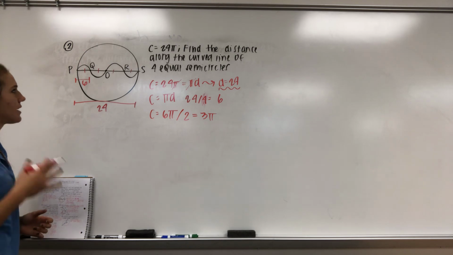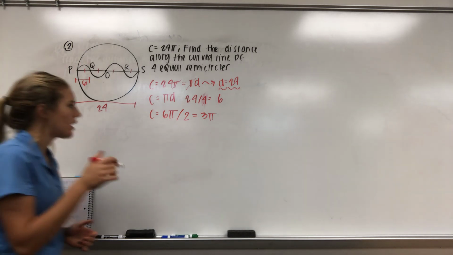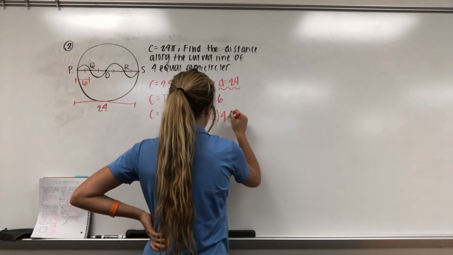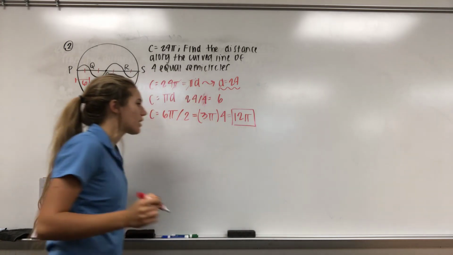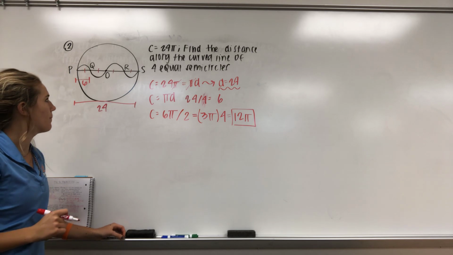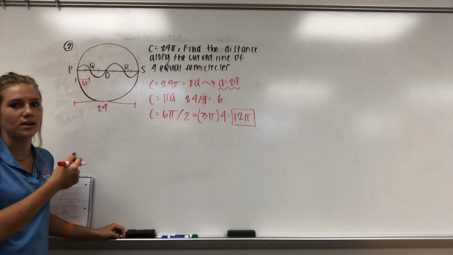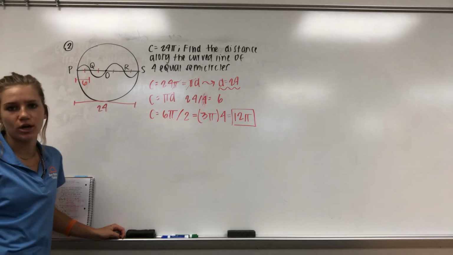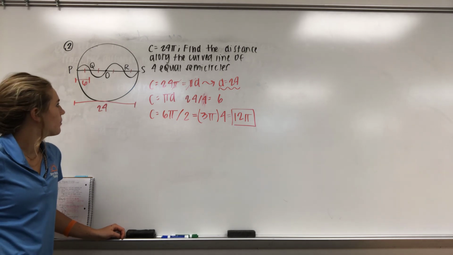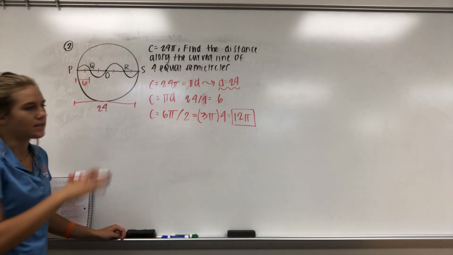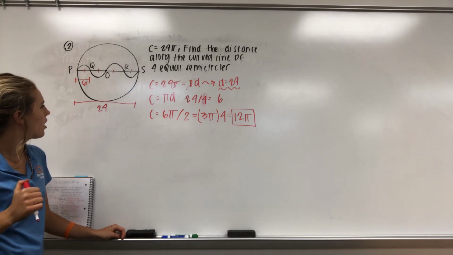Then from there, we know that we have 4 of those half circles, so we multiply by 4 to get our final answer of 12 pi, and again, 12 pi just stands for the distance along that curved line within the circle. Awesome. Okay, so that's number 2.